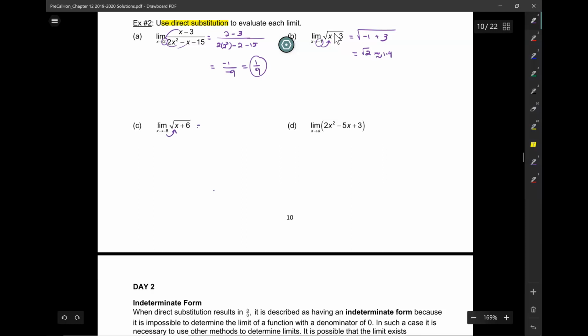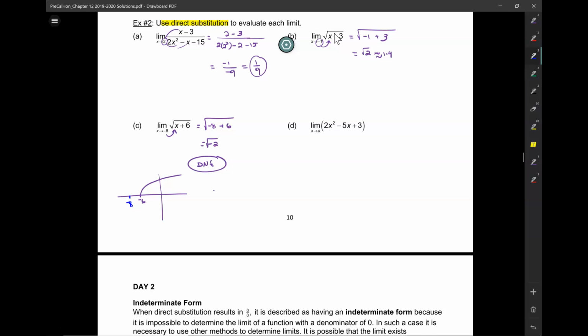Okay, let's plug in negative 8. What does that give me? Negative 8 plus 6. That's the square root of negative 2. That's not even a real number. Right? So because the limit is not a real number, we say DNE. Does not exist. Now, does that make sense? Well, let's see. What does the square root of x plus 6 look like? If it's x plus 6, then there is a shift to the left of 6 units. And so it looks like that. Where is negative 8? Where is it that I'm looking for the limit? Right here. Okay, there isn't even a graph there. That's like barren country, right? So obviously the limit does not exist there.